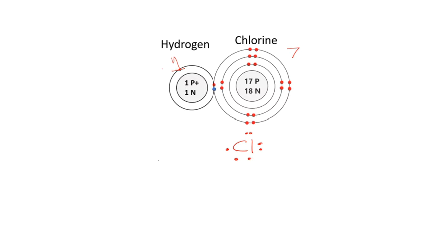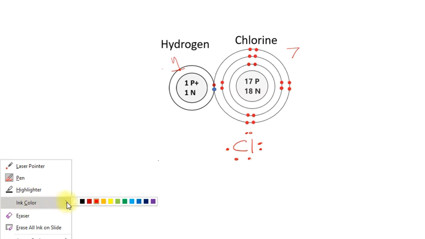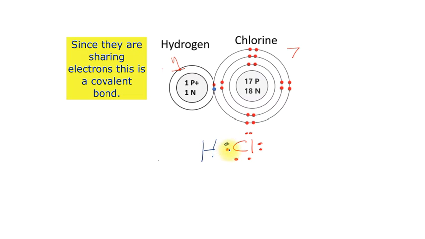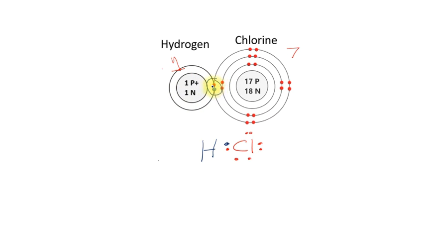Give me a moment. I want to switch pen colors. So I know that hydrogen has 1 that it's contributing. All right, and so they are sharing these two. You can see here they're sharing them, and hydrogen's got a full energy level, and chlorine has a full energy level, and that's how we get hydrogen chloride.